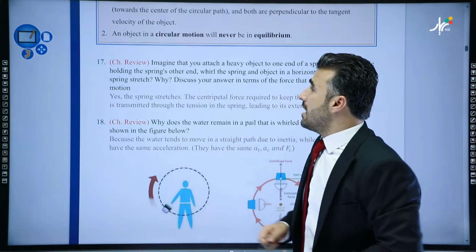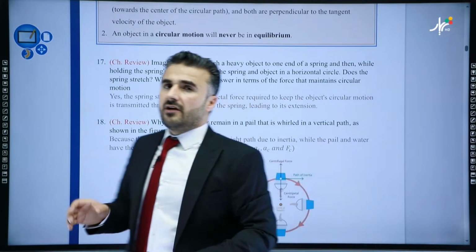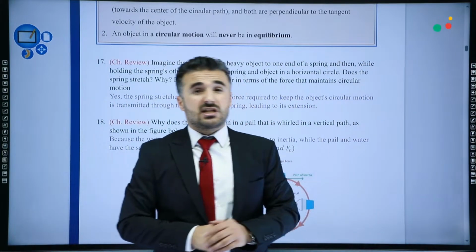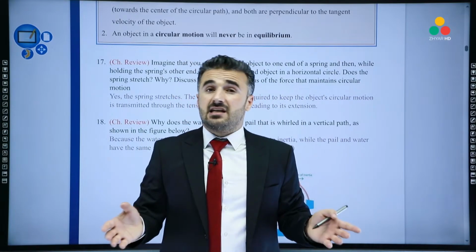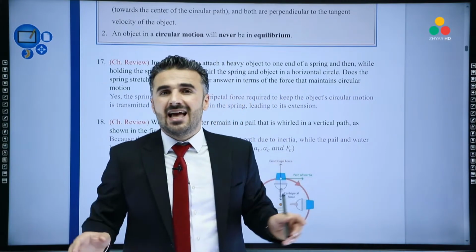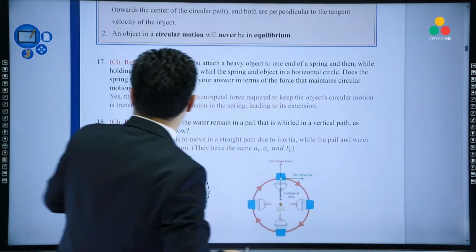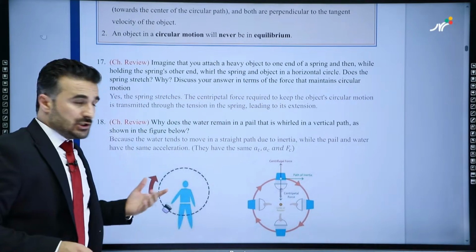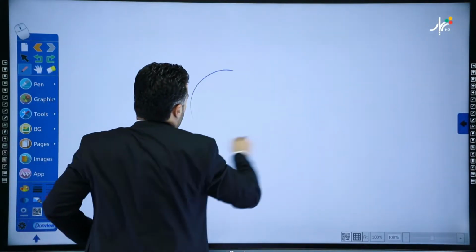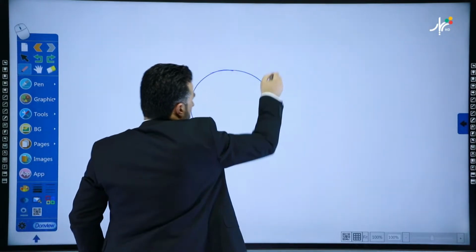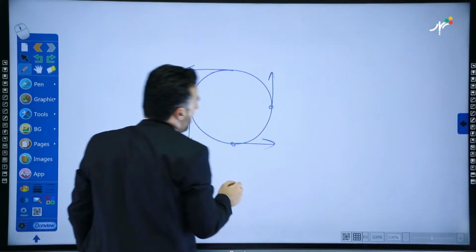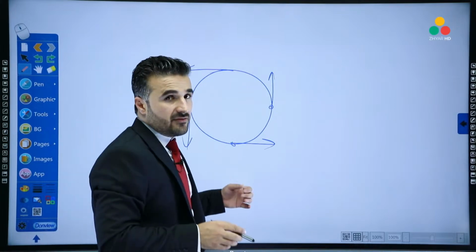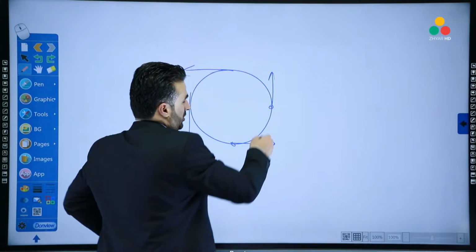It says an object in a circular path will never be in equilibrium, and I want you to ask yourself why. If an object is on a circular path, why will it never be at equilibrium? The reason is this: when an object is moving on a circular path, the direction of its velocity is changing. Now, the magnitude of this velocity might not change.